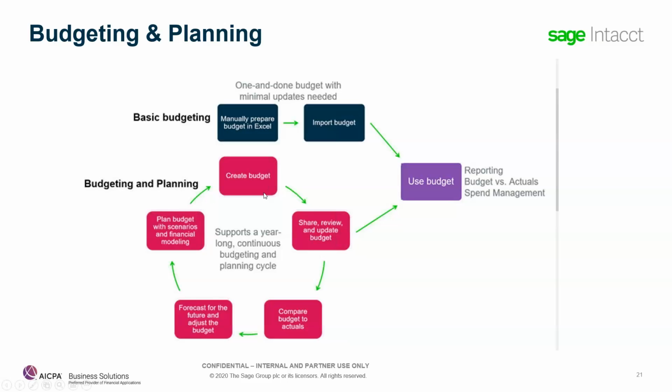But with the budgeting and planning module that we'll see, we're going to be able to create a budget. We can share it. We can compare. We can do forecasts. We can do what-if scenarios, have a new budget. We can keep the cycle continuously planning and reviewing our budget year long. And then when we're ready to, send that budget into Sage Intacct for use.